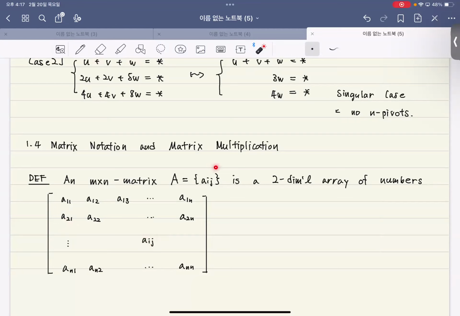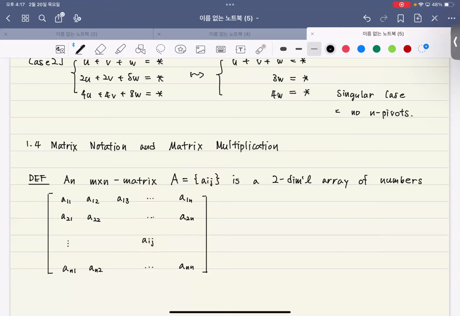The first index represents the row index, so which row this entry is located in. And the second index, j, represents the column index, so which column this entry is located in.